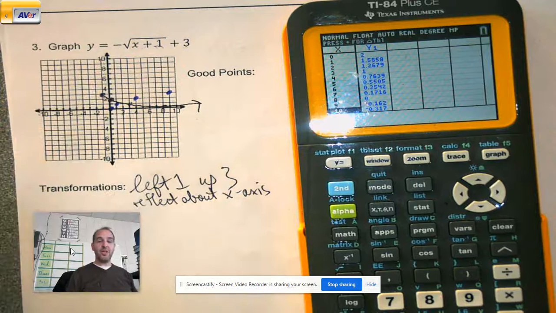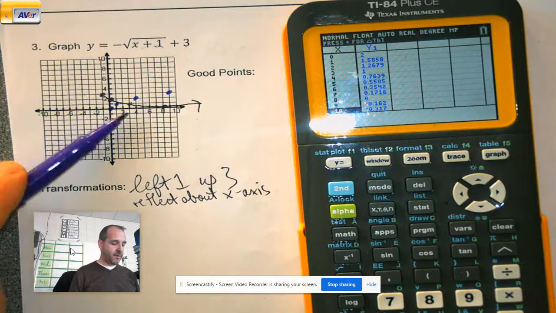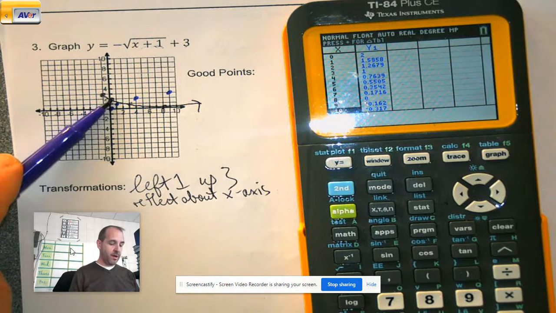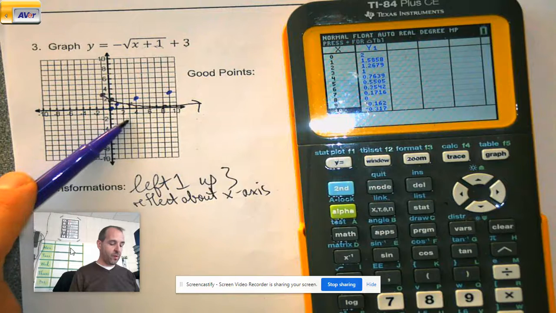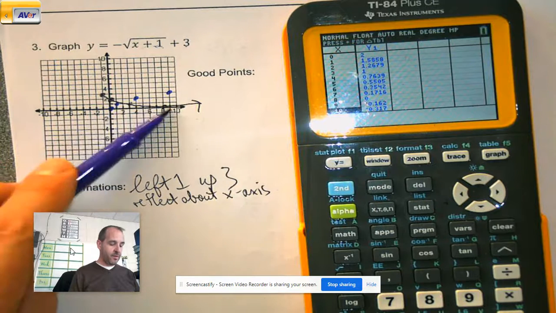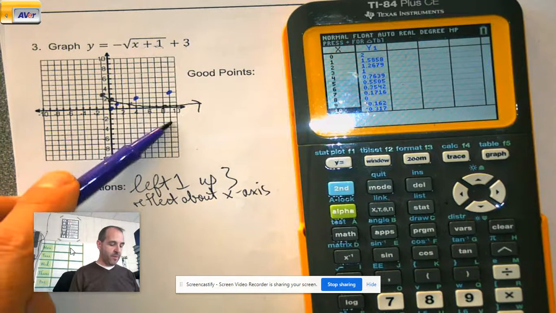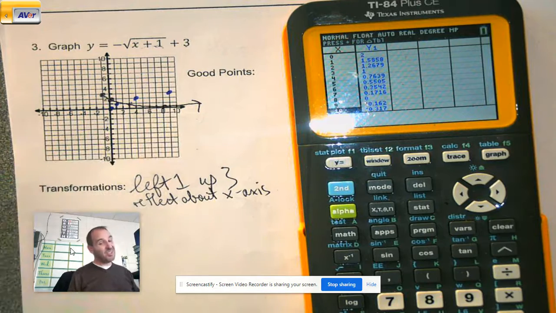That reflection. Okay, it's almost like you have to take your point and start down here. So like this one started here. If I start here, I go left 1 and up 3. Or this one was 2 above the x-axis. When it reflects, it's 2 below, left 1 and up 3. This one started 3 above, left 1 and up 3. It's trickier for sure with the negative.